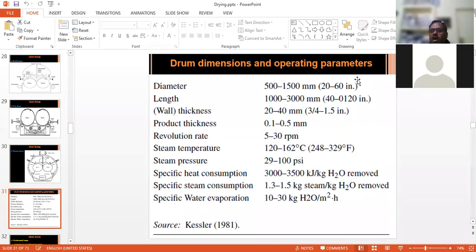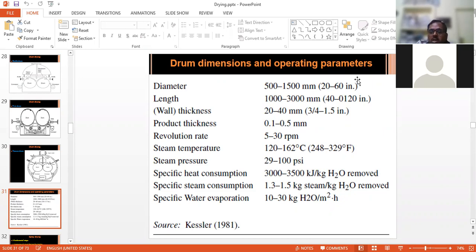The diameter may be 500 to 1500 mm, and the length of the drum may be 1000 to 3000 mm. The thickness of the drum is 20 to 40 mm. The product thickness is 0.1 to 0.5 mm. What is the speed of the drum? In drum drying, generally 14 to 20 RPM is sufficient, but depending upon the product, the revolution rate may be 5 to 30 RPM.